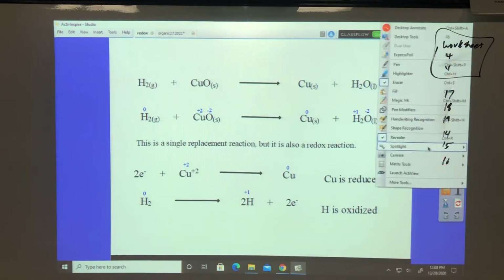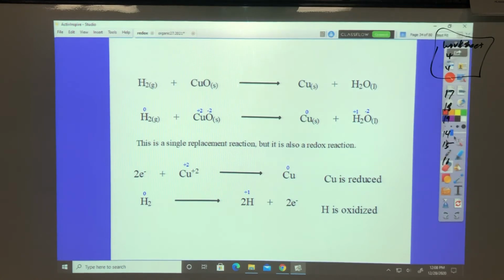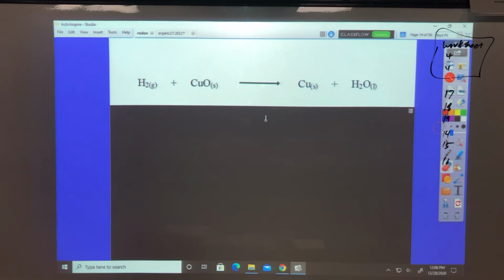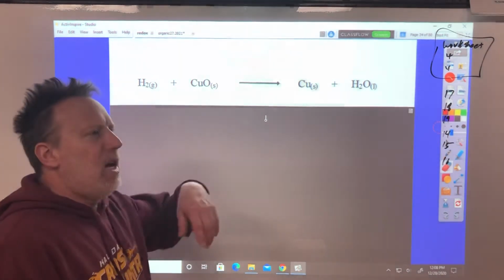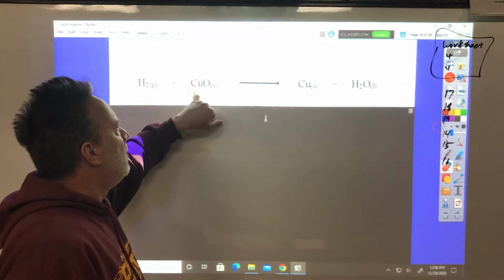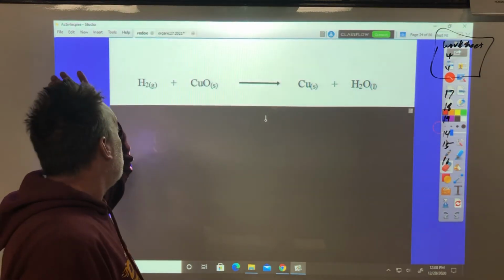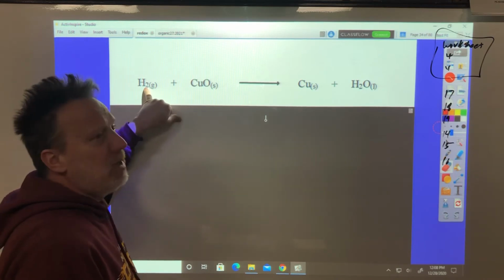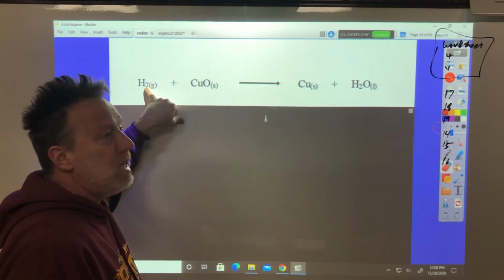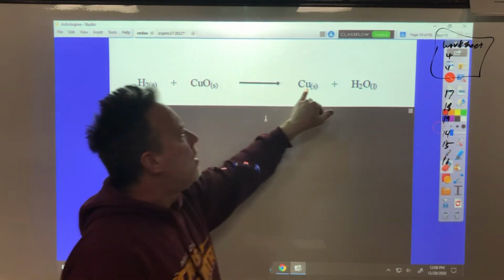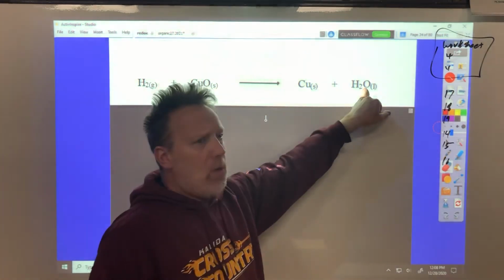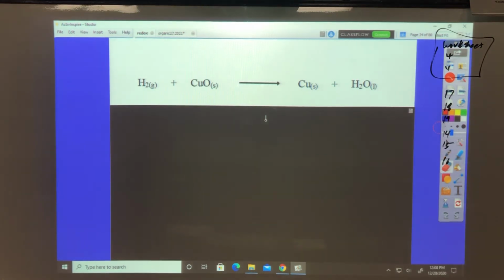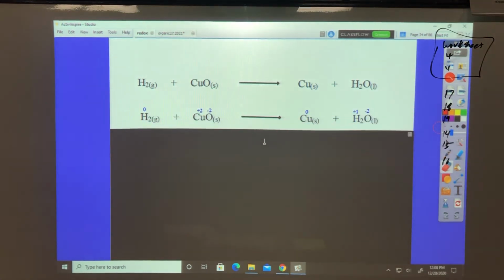Okay, here's another one. This is a single replacement reaction. Back when we did activity series, we may have made some copper. Well, we probably didn't make copper oxide. But if you had some oxidized copper and you reduced it with hydrogen gas, heated it up with hydrogen gas, you could turn it into copper metal and get water off of there. Now you can probably balance that one without any trouble, but a lot of redox reactions you can't.